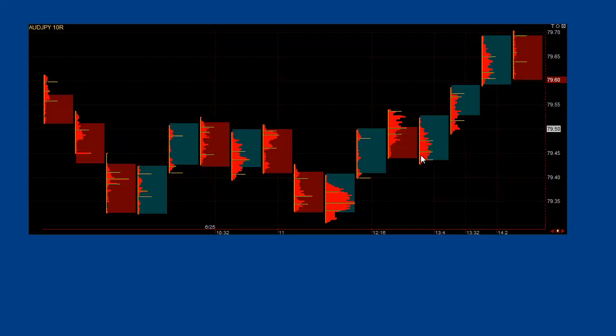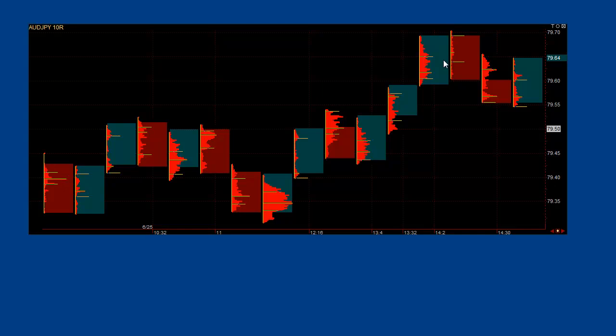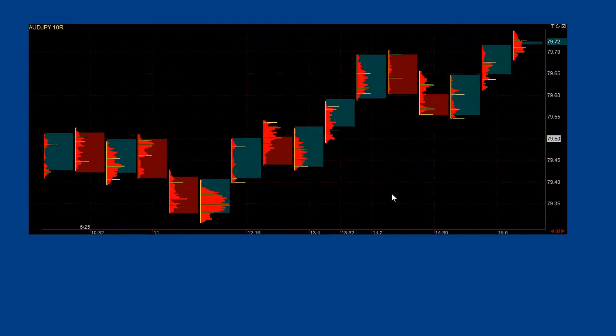And notice where the value areas are. As long as the value areas are continuing to make higher highs and price does not go underneath the value areas, like you can see right here a little bit ago, it trends up. Once it broke that value area right there, you can see it went down a little bit more. When price goes above the value area, it tends to start a new trend.